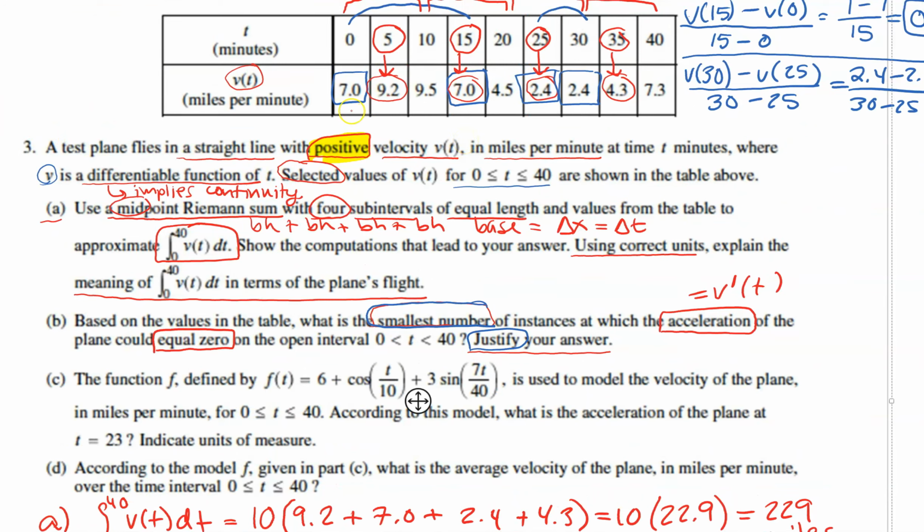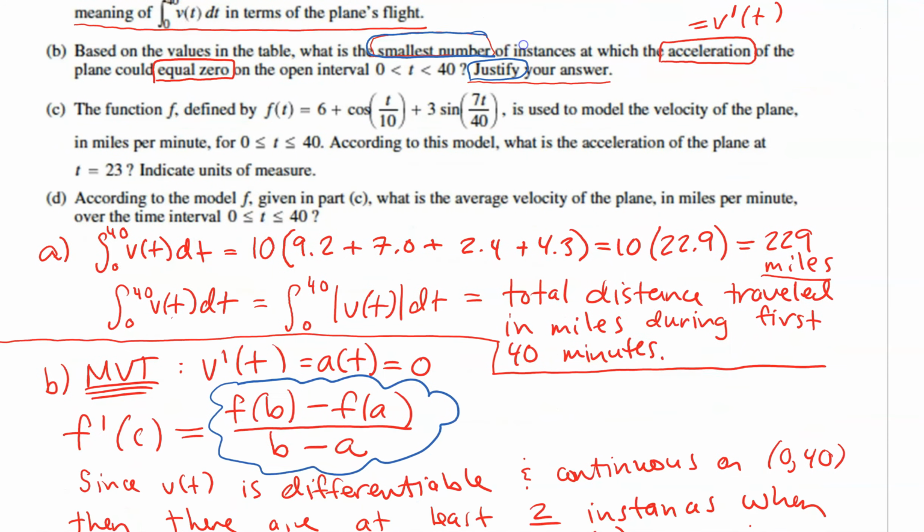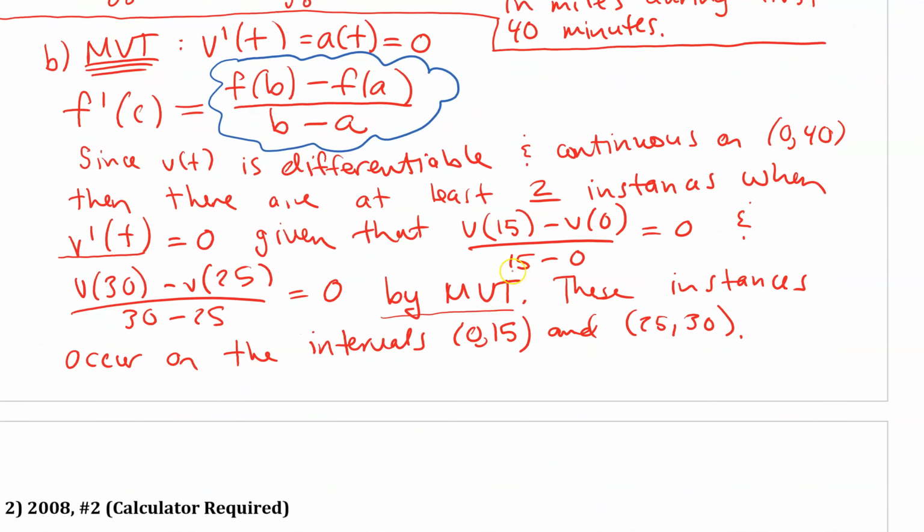And there were 2 times, here and here. But to prove it, to justify it, we have to be a little bit more formal. We want to reference the name of the theorem. We want to state the interval that the function's differentiable and continuous on. We need to show these 2 difference quotients. And we should probably restate those intervals, again, more specifically at the end. So these are the 2 intervals where the 2 instances are that we know of where acceleration must be 0.